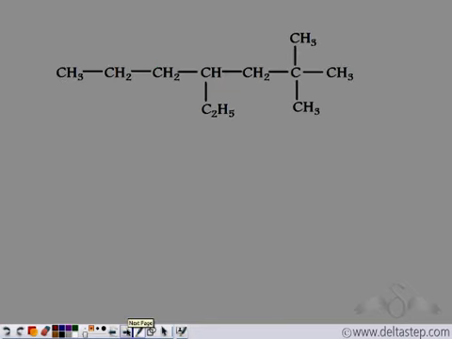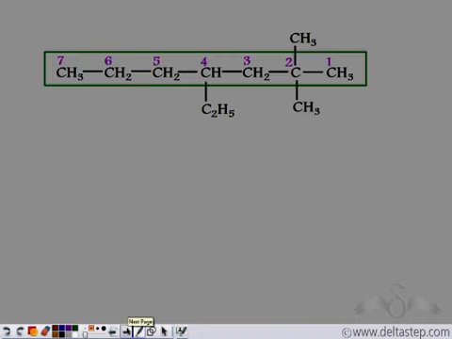Let's take another organic compound. We have to find the prefix for this organic compound. So the first step remains the same. Find the longest carbon chain. Now this is the longest carbon chain. We start the numbering from the right hand side. When we start from right, at position 2, we have 2 methyl groups. If we start the numbering from the left hand side, we get 1, 2, 3, 4. The first substituent would be encountered at the 4th position. So to give the lowest number to the substituent, we start the numbering from the right hand side.